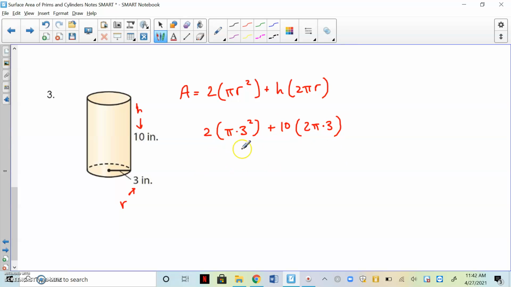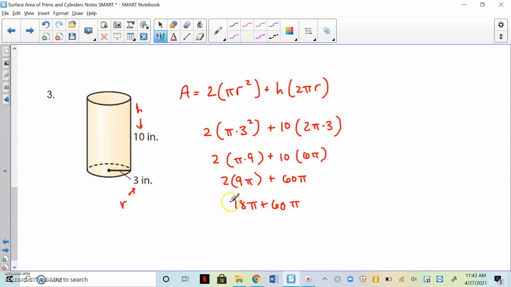Okay, so from here you can just simplify. So I'll just go piece by piece so you can see where everything's coming from. 3 squared turns into 9. And 2 pi times 3, I'm actually just going to go ahead and call that 6 pi. And so here I have 2 times pi times 9. So really I have 2 times 9 pi. And then here I can just say 10 times 6 pi is 60 pi. And then 9 times 2, that's 18. So 18 pi plus 60 pi.